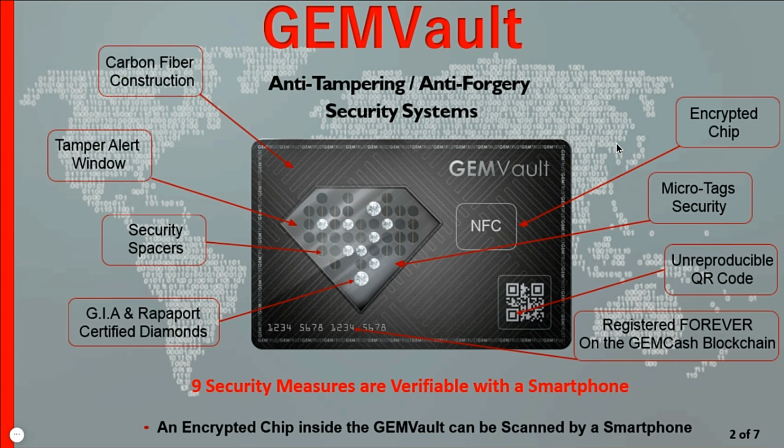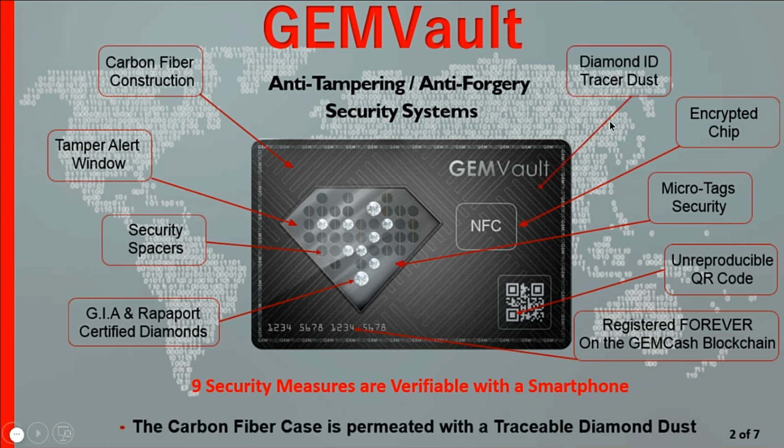The encrypted NFC chip. An encrypted chip inside the GEMVault can be scanned by a smartphone to identify if it's a real GEMVault or not, and also to identify how much the GEMVault has in GEMCash, which is stored on the NFC chip. Diamond ID tracer dust. The carbon fiber case is permeated with the traceable diamond dust.